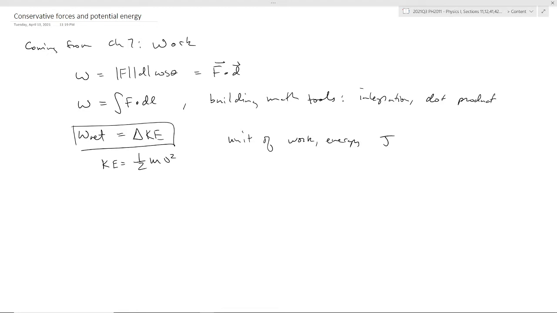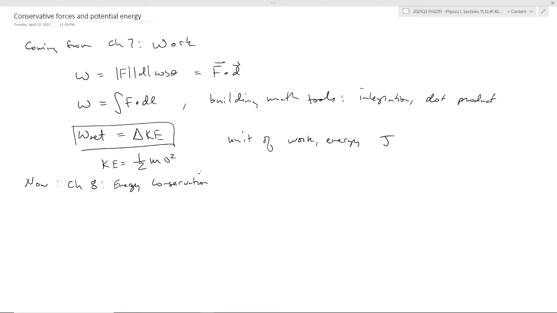And yeah, so this is basically where we're coming from. We talked about work, and in the last section of the previous chapter, we had looked at kinetic energy and the work kinetic energy theorem. So now we're in chapter 8, energy conservation. You'll notice chapter 8 has a lot more sections than chapter 7. It's going to take us a little bit longer to get through this chapter, but this is going to build directly on what we were doing.